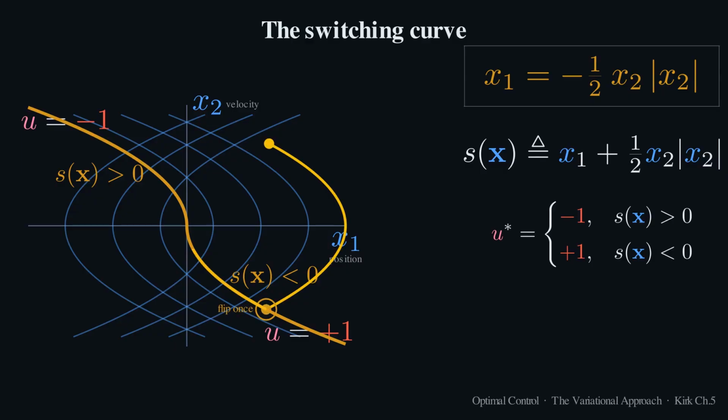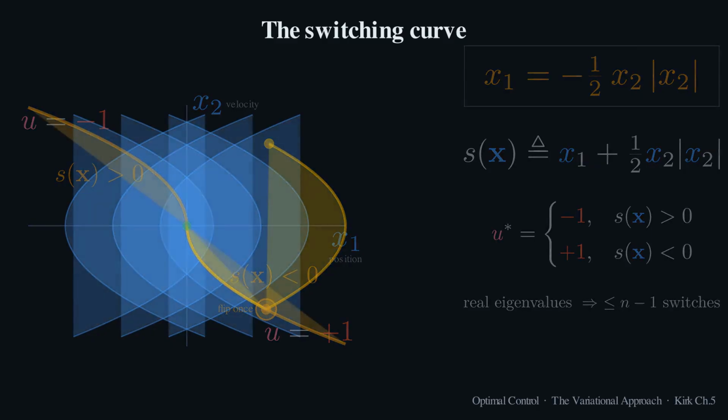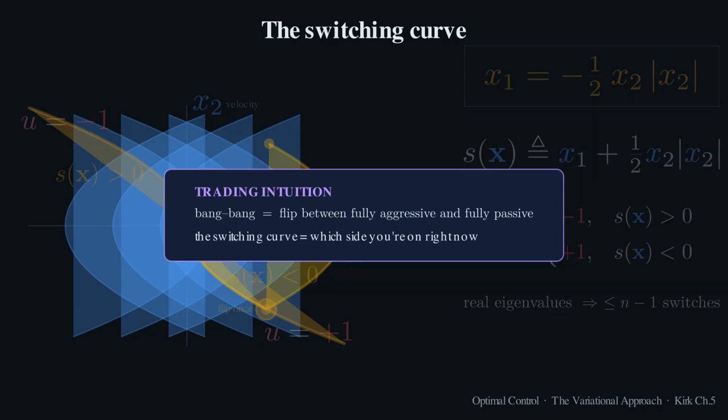So the optimal maneuver is slam to a limit, ride a parabola until you hit the switching curve, flip exactly once, then slide along the curve straight into the origin. And the general theorem says it stays this tidy. For a system with real eigenvalues, the control switches at most n-1 times.